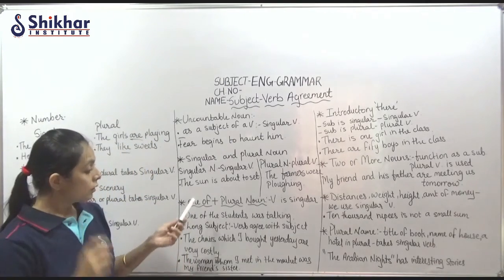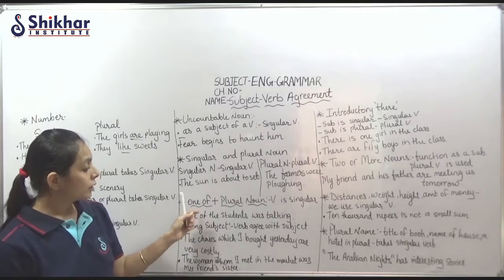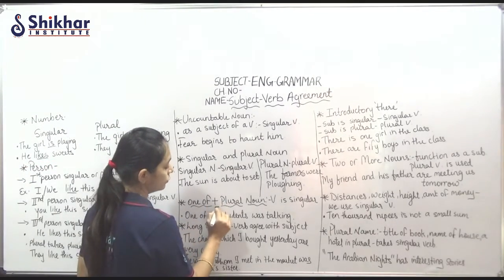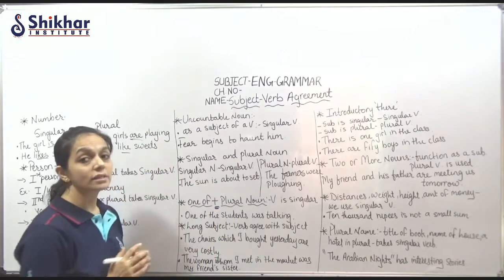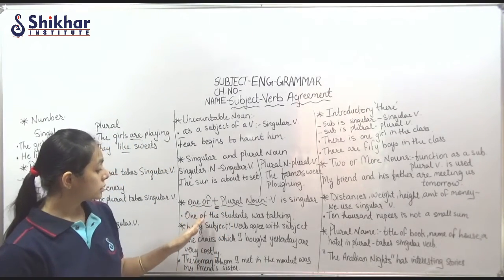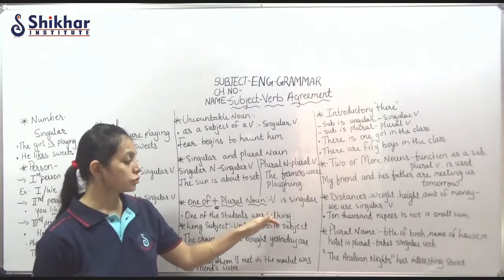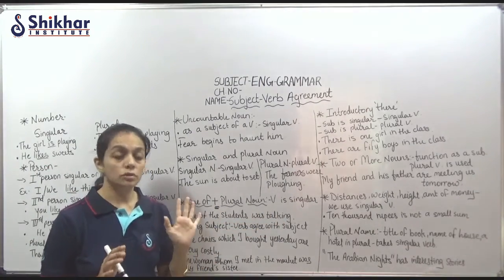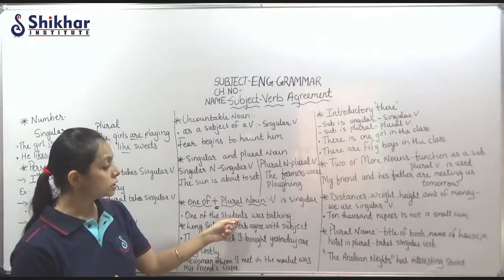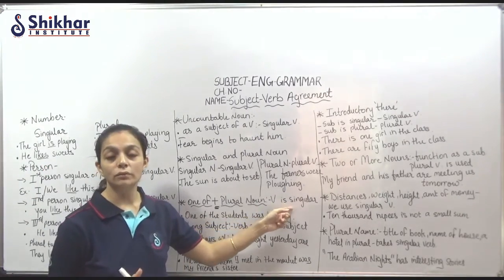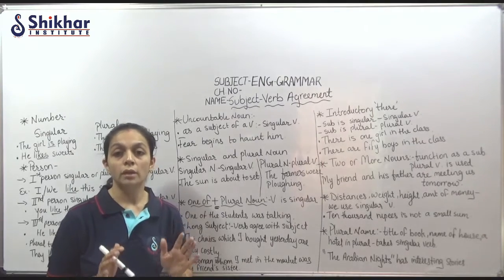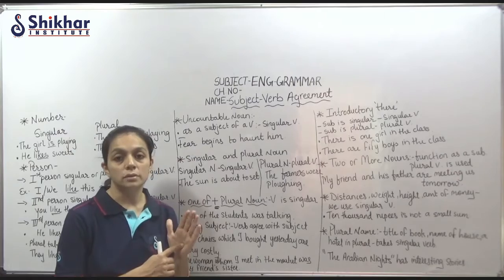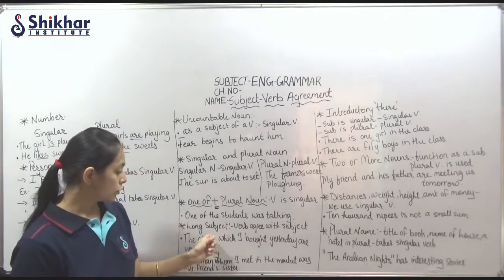Now, one of plus a plural noun. Many times sentences are written like this: one of the students was talking. Out of many, one of the students was talking. So with one of the students, we are going to take only a singular verb. There you will not take a plural verb. Why? Because you are talking about only one person. That's why you have to take a singular verb.